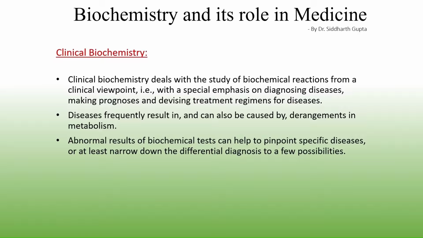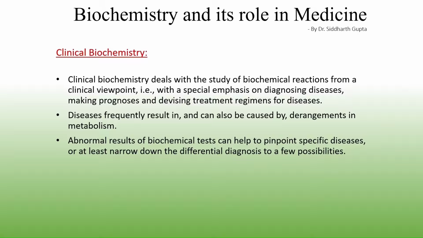Abnormal biochemical test results can pinpoint a specific disease, or they can narrow down the differential diagnosis to a few possibilities. For example, if you have an elevated level of HbA1c, which is glycated hemoglobin, above 6.5%, then that makes a definitive diagnosis of diabetes.